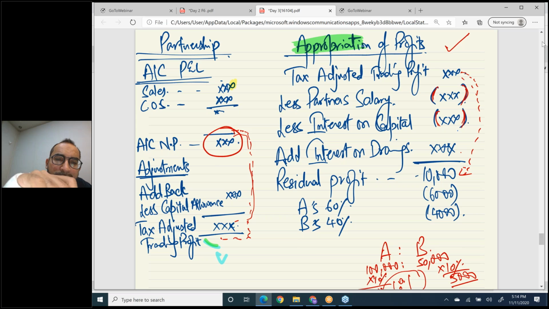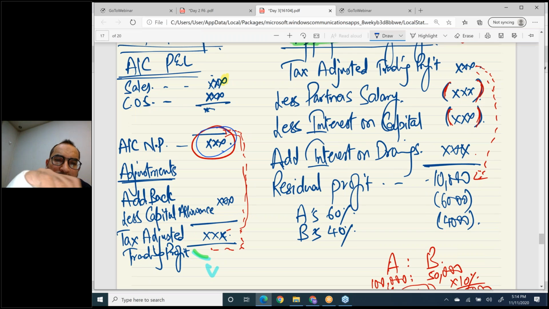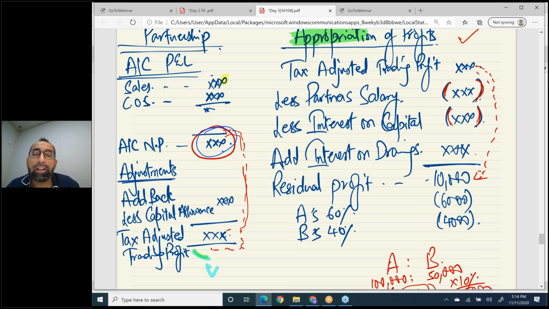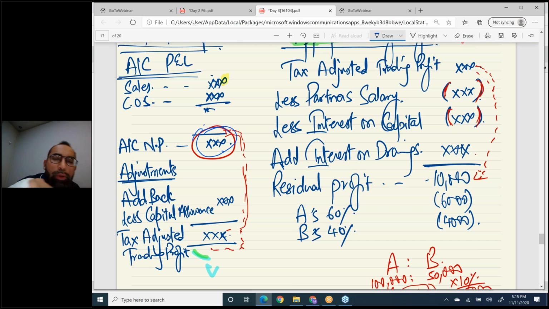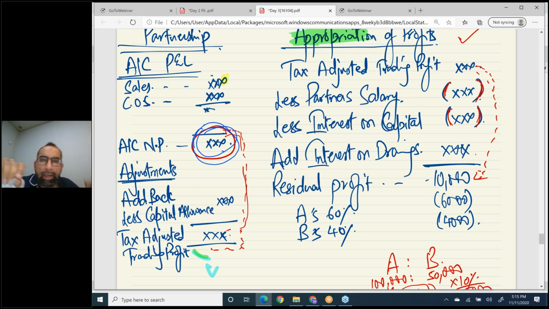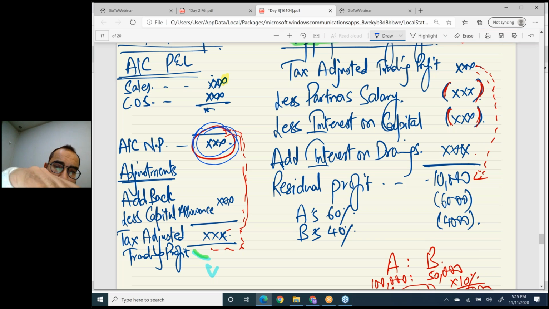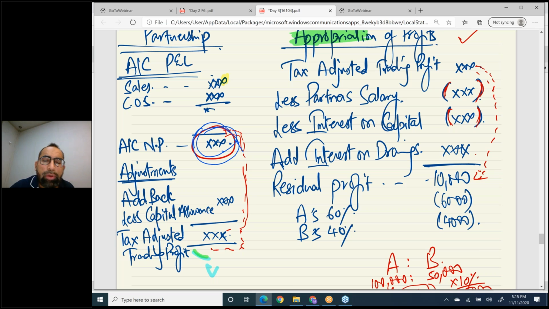See, the accounting P&L, the accounting net profit, will always be given ready-made, because this is not the accounting paper. So the first journey, journey number one, you will write accounting net profit, and you will convert it into tax adjusted trading profit. How will you convert accounting net profit into tax adjusted trading profit?